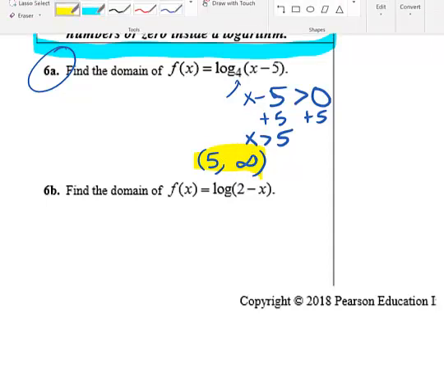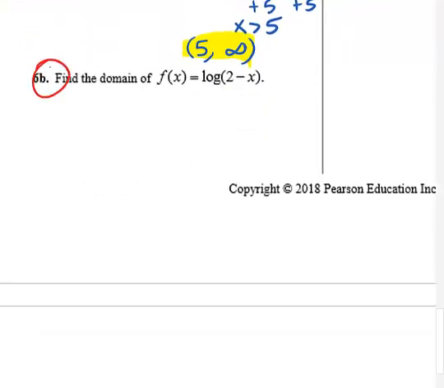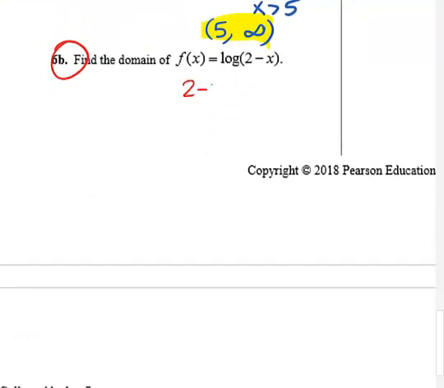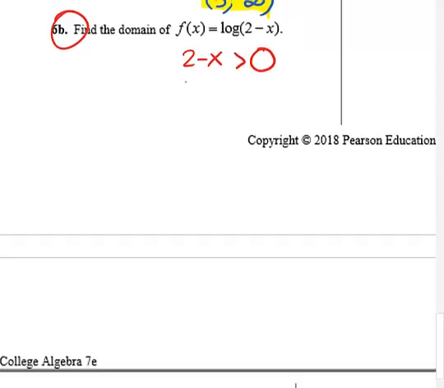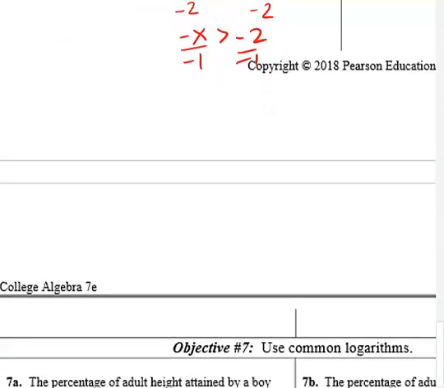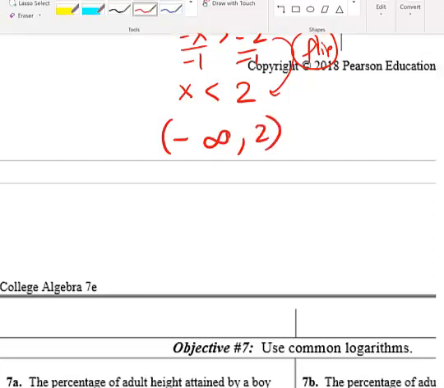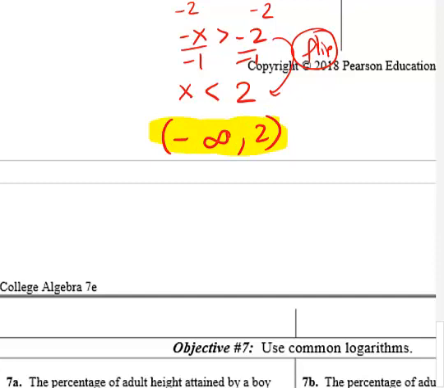Alright, and then we'll try that again in 6b here, just to really nail it down. I just set what's inside the log, the argument, greater than 0. And then I'll solve it. So maybe I'll move the 2 over. Negative x is greater than 2, and now I'll divide by negative 1. But don't forget, when you multiply or divide both sides of an inequality by a negative number, I have to flip that inequality. So it started out as a greater than, which is the way all the domains of log functions should start, but it's switched the other way because I divided by a negative number. So x is less than 2, which in interval notation would be negative infinity to 2.